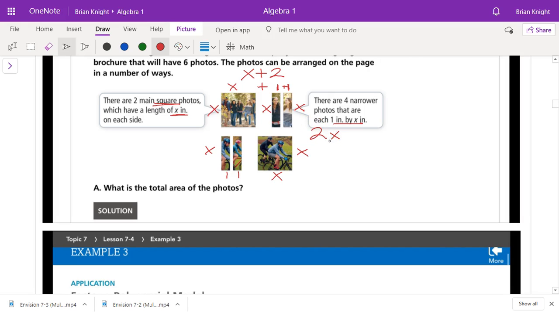Okay, so the area, length times width, right? So that's just 2x times x plus 2. Okay, you with me so far?